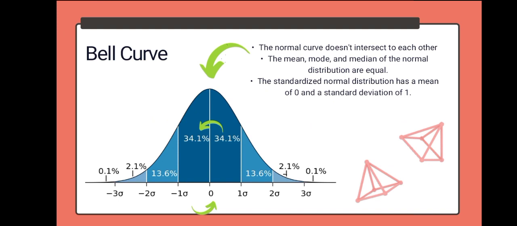Bell curve. A bell curve is a type of graph that is used to visualize the distribution of a set of chosen values across a specified group that tend to have central normal values, with a peak and low and high extremes tapering off relatively symmetrically on either side. The normal curve doesn't intersect itself. The mean, mode, and median of a normal distribution are equal. The standard normal distribution has a mean of 0 and a standard deviation of 1.